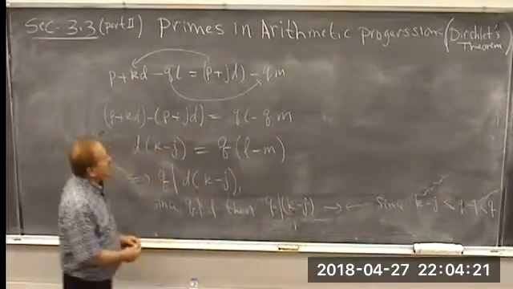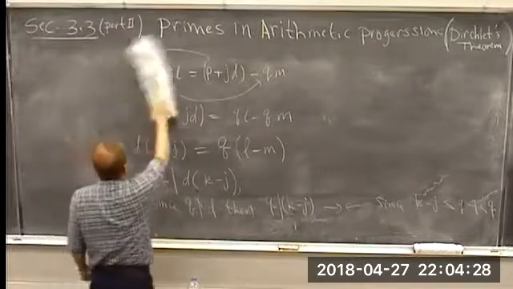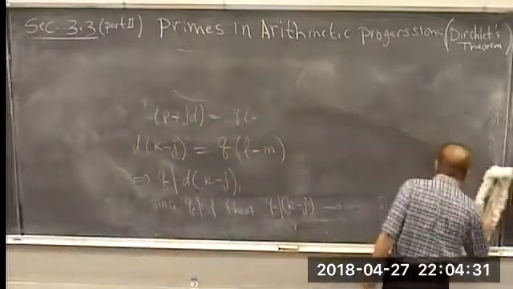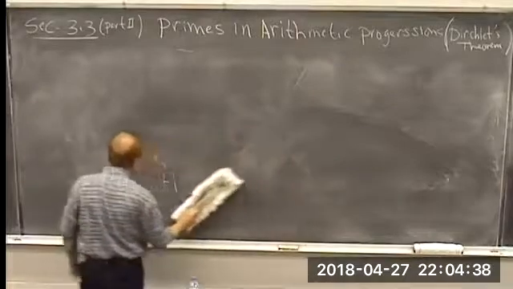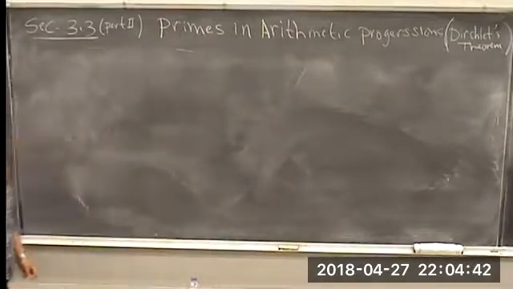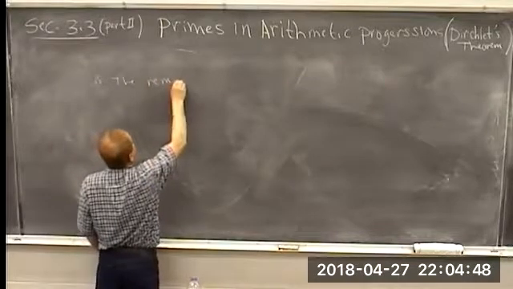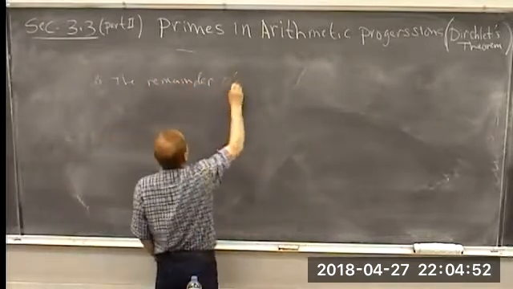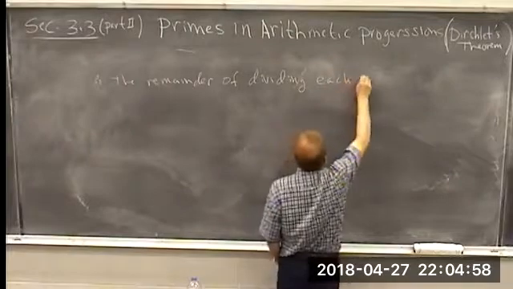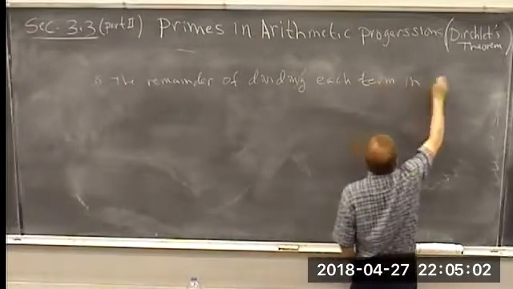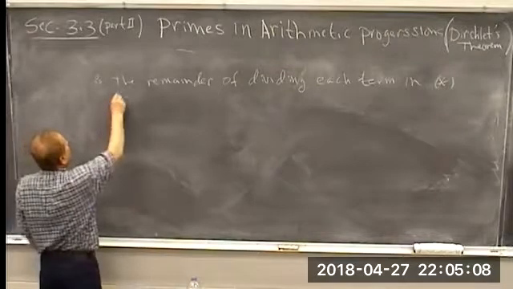Which means that this argument that the remainders are the same is not true. So this means that we have all the remainders different. So therefore, this is the conclusion we get: the remainders of dividing each term in star are different.